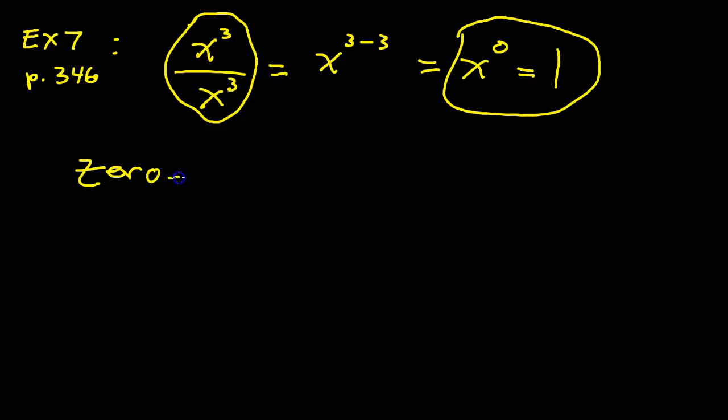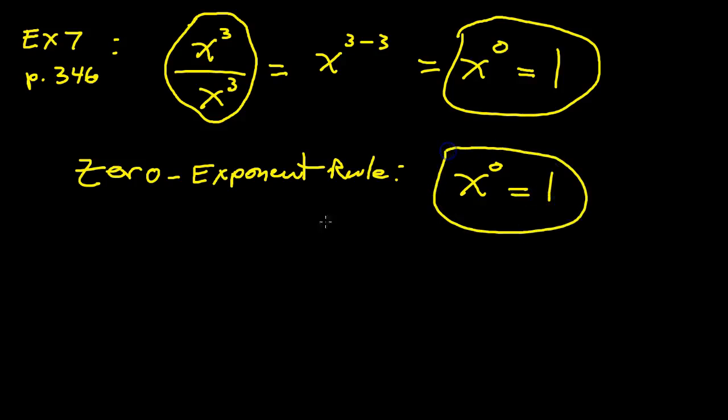Let me write that down. Zero exponent rule. It says x to the 0 power equals 1. No matter how simple or complicated the base is, raise it to the 0 power and you get 1. This is example 8. On page 347, let's look at part A. 3 to the 0. Simplify each expression.